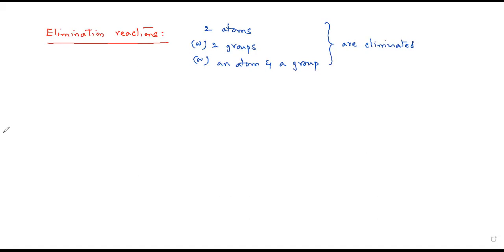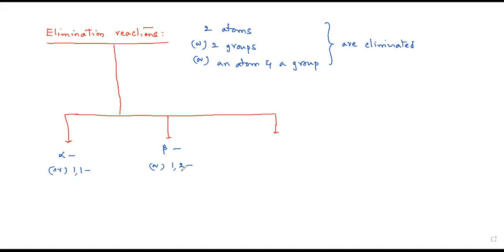Okay. Now coming to the types of elimination reactions. Elimination reactions are classified mainly into three types. Alpha or 1-1 elimination. Then the second one is beta or 1-2 elimination. Similarly, gamma or 1-3 elimination. Okay, alpha eliminations, beta eliminations, gamma eliminations.